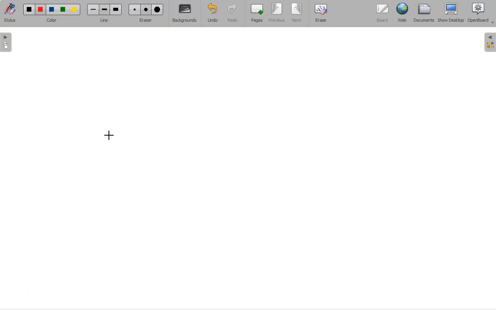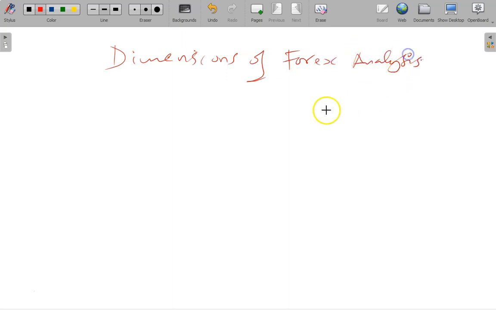So I'm blessed, and today I'm going to share something very basic and straightforward. We're going to see what to call the dimensions of Forex analysis. We are very specific now. We are going to see the dimensions of Forex analysis, which some people call aspects of Forex analysis, or you can call them dimensions of Forex analysis.